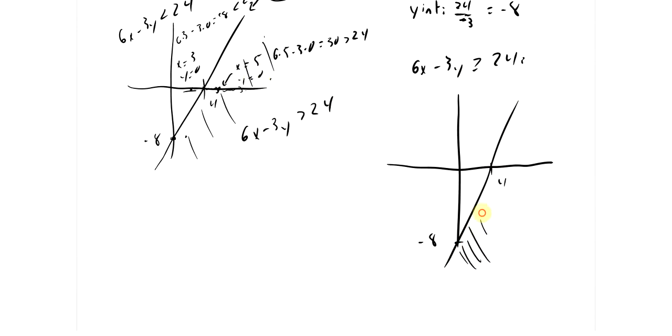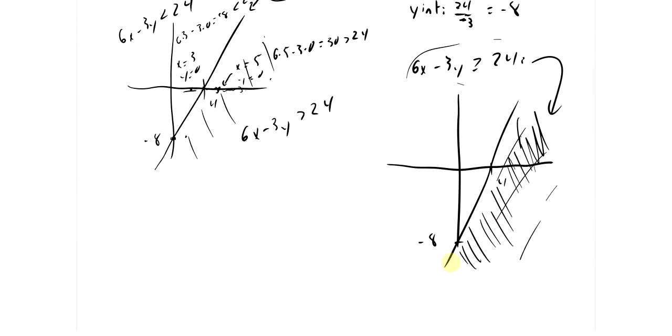So maybe I should shade that in red or something. But this inequality, the solution to it is all the points in the xy plane on this side of the line and the line itself. So if I pick any point in here and I take its x-coordinate, its y-coordinate, and I plug it in here, I'll get some number that's bigger than or equal to 24.